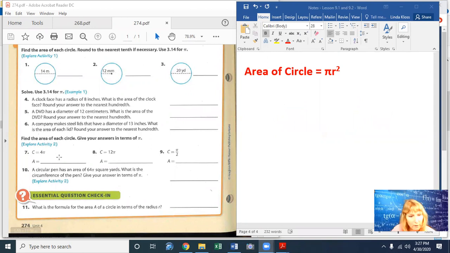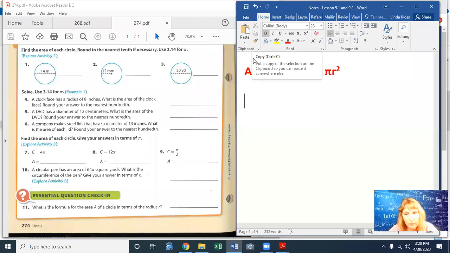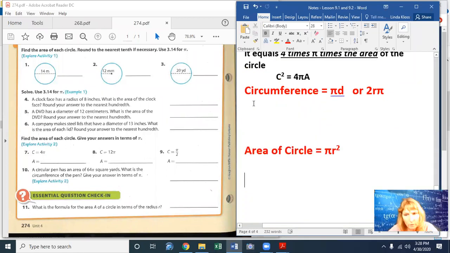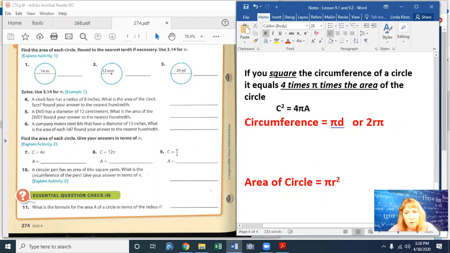Okay. Number 7, oh, it won't go up any higher. It says circumference equals 4 pi. What is the area? Okay, so how do we do this? What do you think? For something like number 7, go back up to our notes here for a minute. If you square the circumference of a circle, it equals 4 times pi times the area of the circle. This formula right here is what we need to use for number 7, number 8, and number 9.